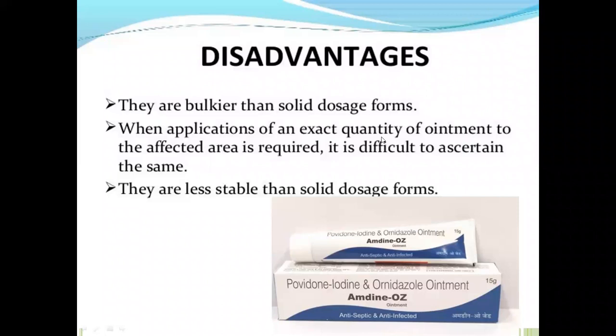The next one is, when application of exact quantity of ointment to the affected area is required, it is difficult to ascertain the same. The application of exact quantity of ointment to the affected area means, when we apply the ointment on the infected skin or affected area, at that time it is difficult to ascertain the same.